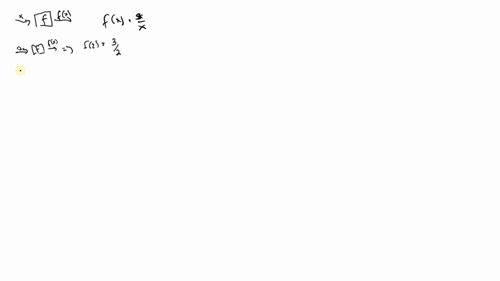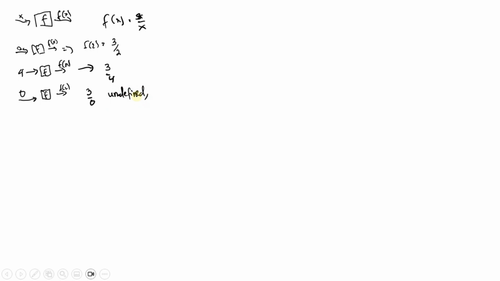We can do that for so many values. Let's say we put 4 inside the function. It's like a machine. It will definitely give us some result. This time it gives us 3 over 4. But what happens if we put 0 inside this function? We'll get 3 over 0, which is undefined.